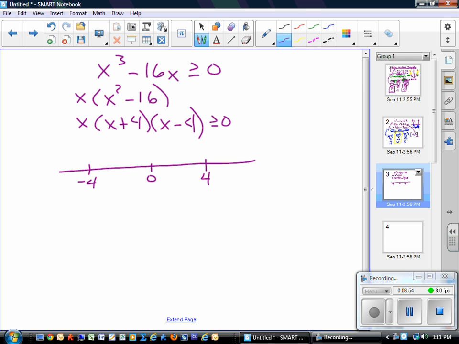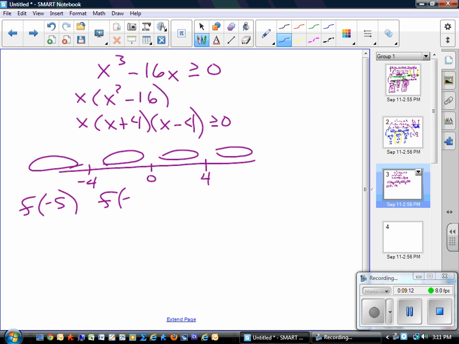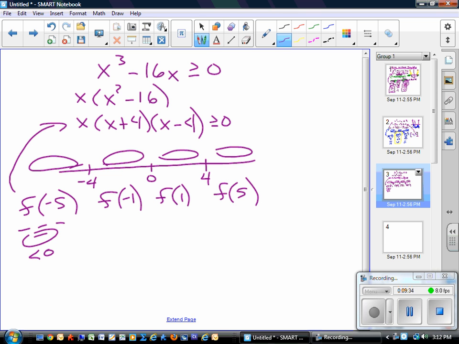So in this case, I have 4 regions to test. The region less than negative 4, between negative 4 and 0, between 0 and 4, and greater than 4. And I'm going to test all those in this factored formula. So I'll look at f of negative 5, f of negative 1, f of 1, and f of 5. Basically, plugging those values in for x. When I plug in a negative 5 to this factored equation, I get a negative, negative, and a negative. 3 negatives multiplied to a negative, that's less than 0. That's not what I want. So that's a frowny face.